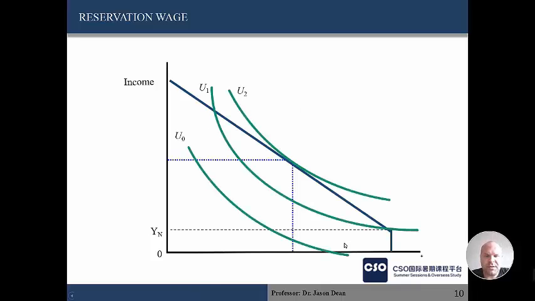So we have some indifference curves here. We know this person is going to optimize here at E0. That's an interior solution. They would take this much leisure and then they would earn this much income.